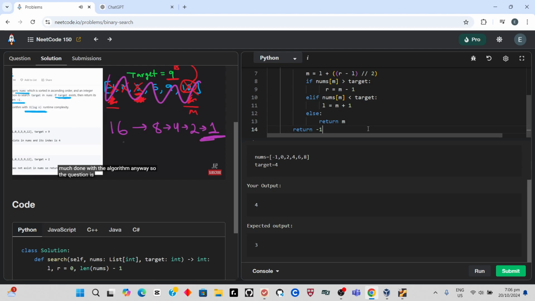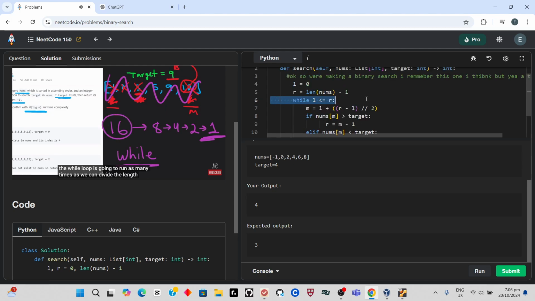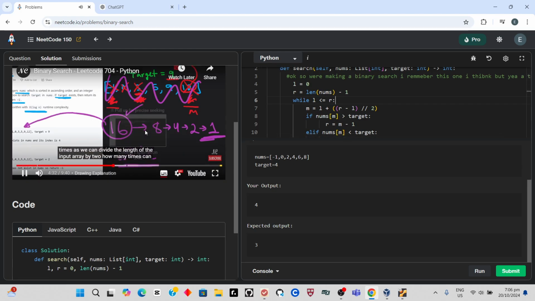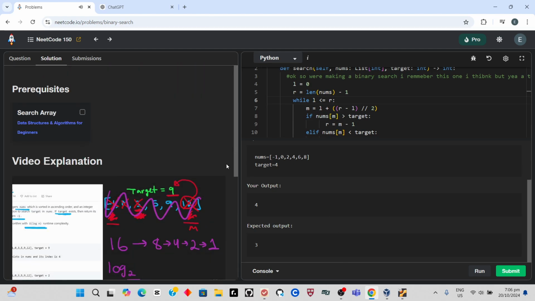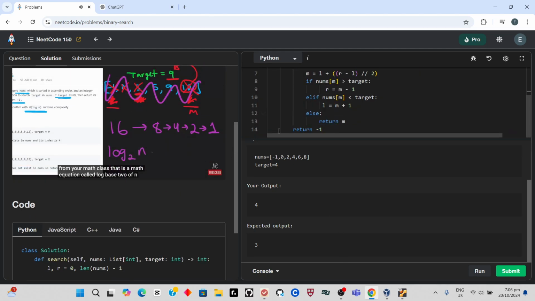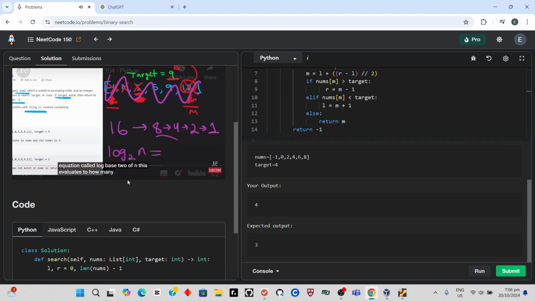So the question is, if we have a while loop, the while loop is going to run as many times as we can divide the length of the input array by 2. How many times can we divide it by 2? Well, if you remember from your math class, that is a math equation called log base 2 of n. This evaluates to how many times can we divide n by 2. And suppose it evaluates to be x. That's equivalent to saying that 2 to the power of x is going to be equal to n.